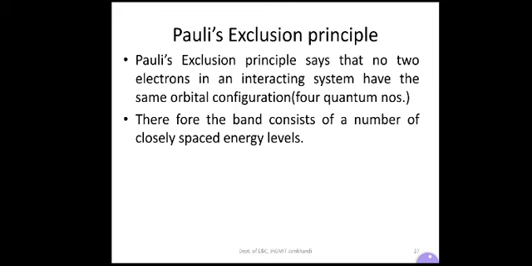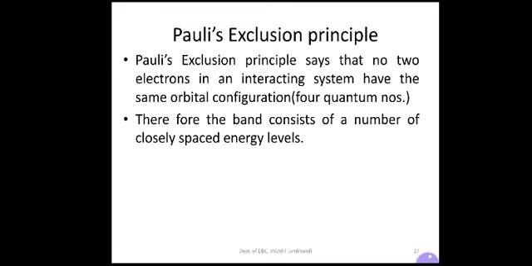The maximum number of electrons that can stay at any n is given by 2n square. We have discussed this previously. So the maximum number of electrons at any principal quantum number n is given by 2n square. For example, if n is equal to 2, the maximum number of electrons will be 2 into 2 square, that is equal to 8.